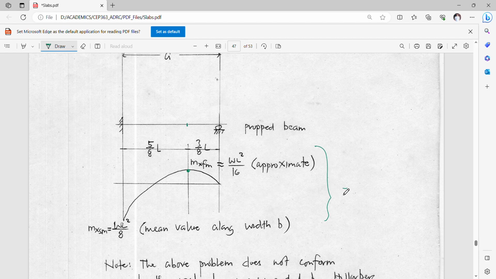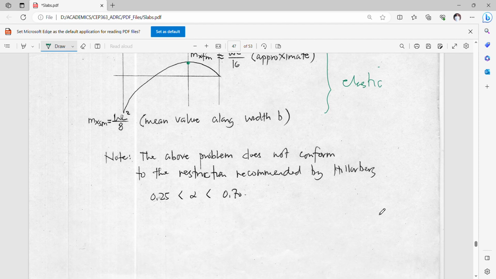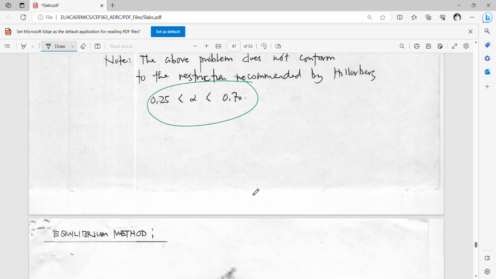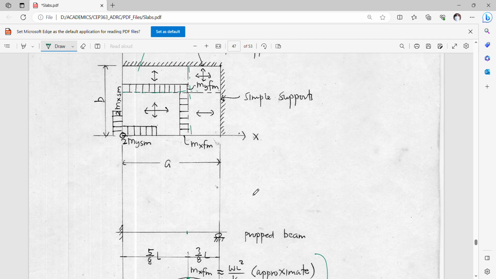These are actually based on elastic theory. So the propped problem does not conform to the restriction recommended by Hillerborg for alpha, which is between 0.25 and 0.7. So that's it for the procedure.